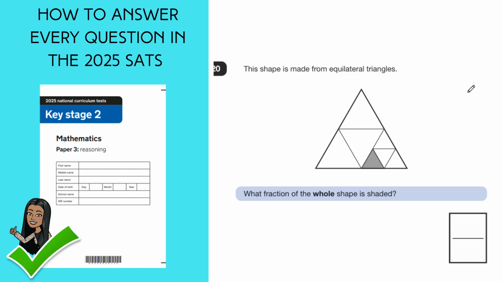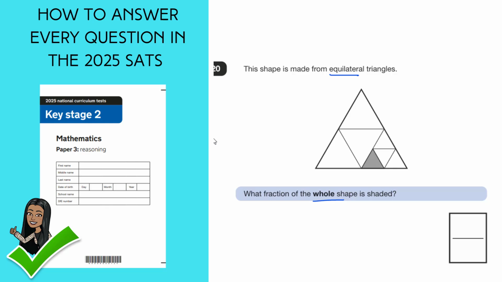That's very important to know, that they're equilateral triangles. That is telling us that all the sides are equal, that the angles are equal. What fraction of the whole shape is shaded? So we can see we have the triangle divided up into triangles, and then one of the triangles is divided up into smaller triangles.